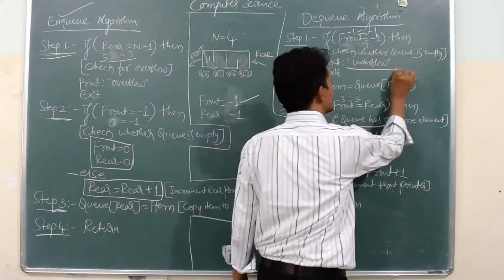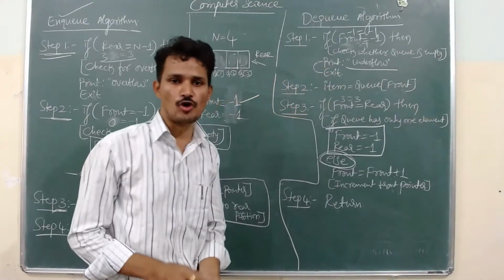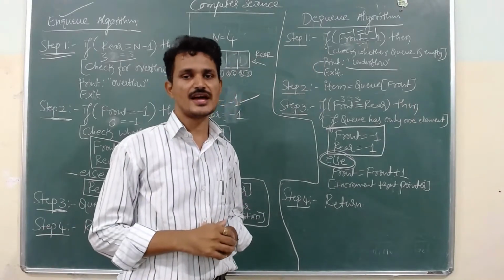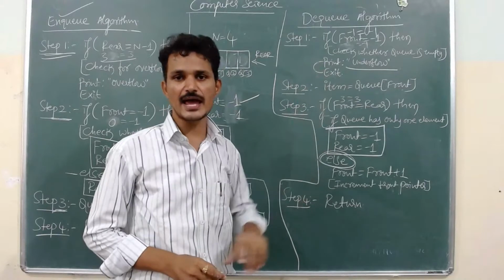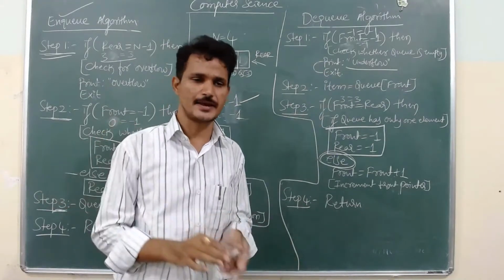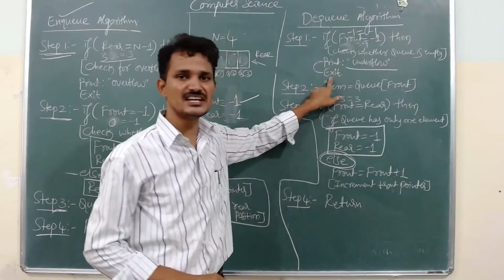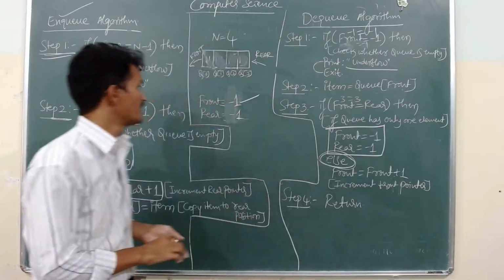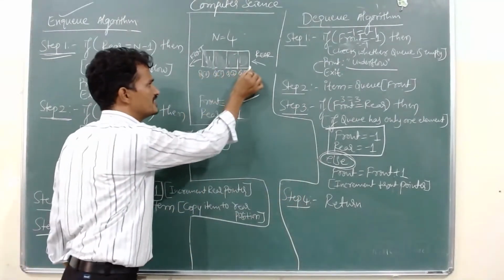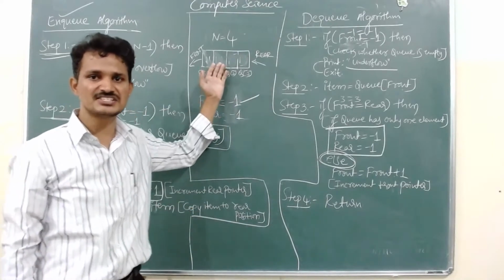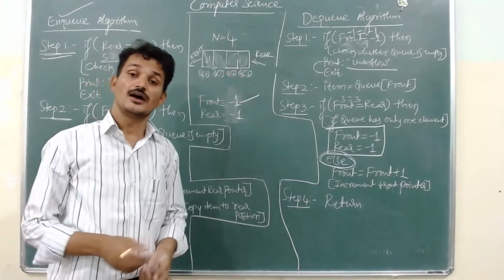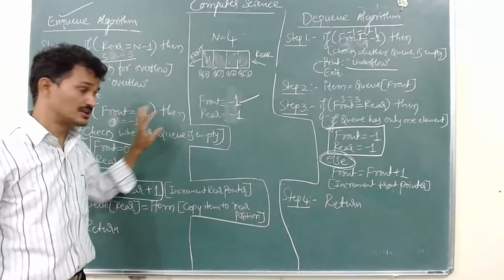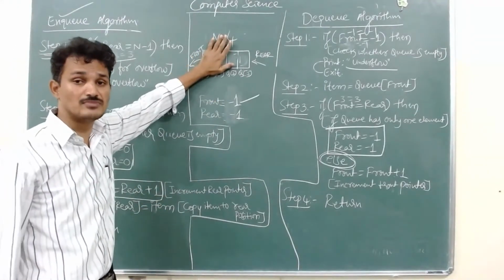What am I printing as a message? Underflow, or else you can print the message as queue is empty. Both are the same. Print underflow and immediately exit. I will come out of the algorithm. Do you have any elements in this queue data structure? No. Initially this queue data structure was full.